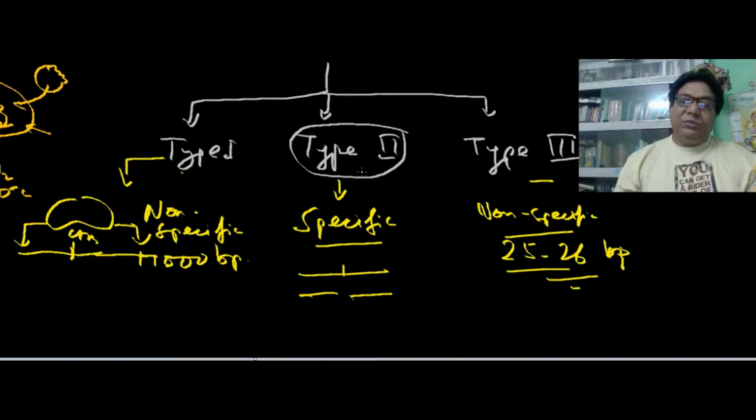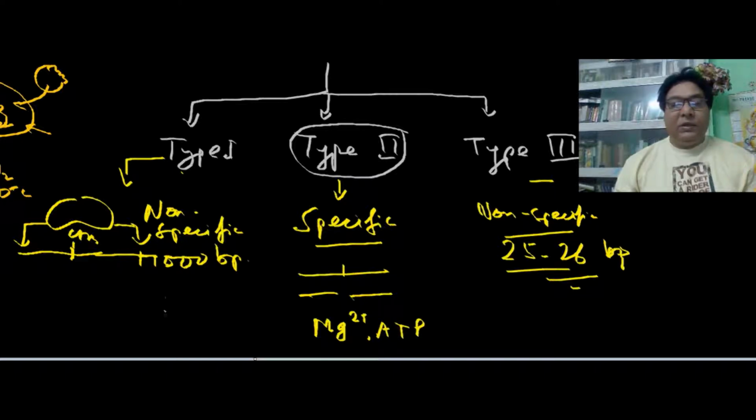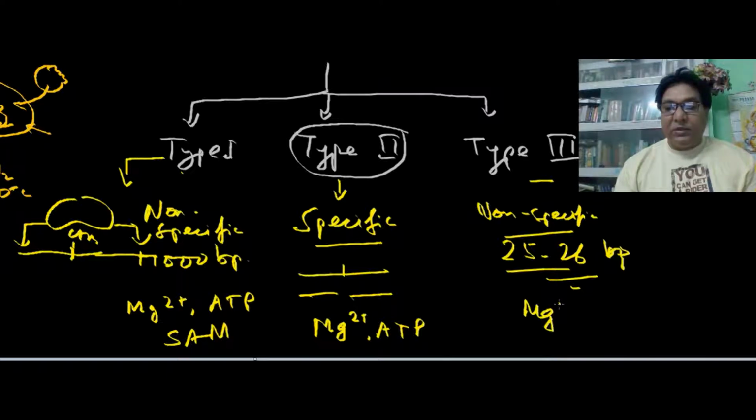Type 2 restriction endonucleases require magnesium ion and ATP. But type 1 and type 3, in addition to their requirement of magnesium ion and ATP, also require S-adenosylmethionine for their activity.